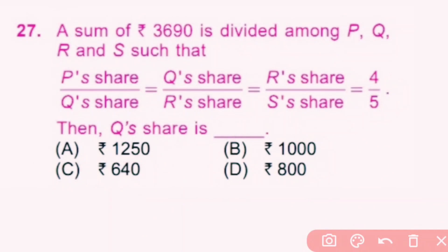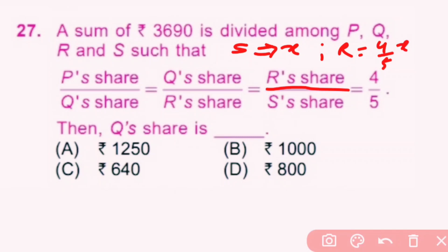Question number 27. A sum of rupees 3690 is divided amongst P, Q, R and S such that P share by Q share is equal to Q share by R share is equal to R share by S share is equal to 4 by 5. Then Q share is dash. So we first take the S share as X. Then R share will be 4 by 5 into S share. S share is X, means R share is 4 by 5x.